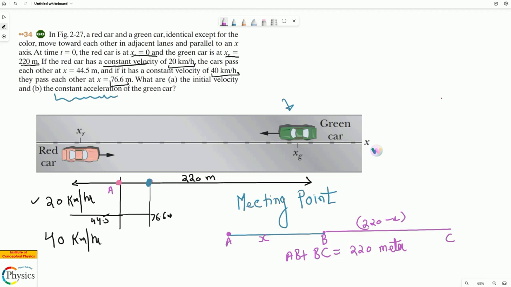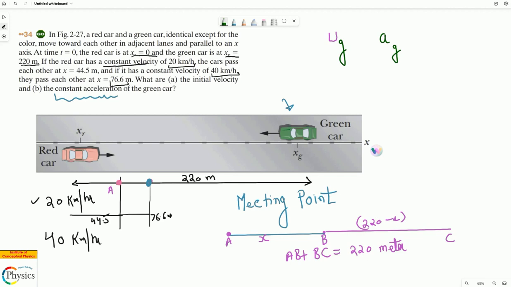So let's assume the green car has an initial velocity. It starts with some initial velocity, which is u green. And because it accelerates, let the acceleration be a g. All right. Now the time which has elapsed is the same, right?